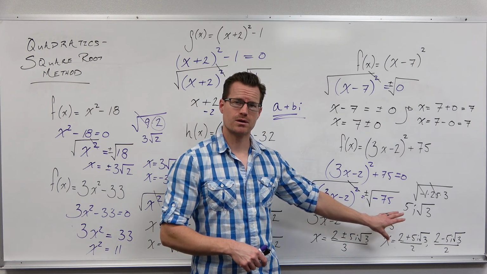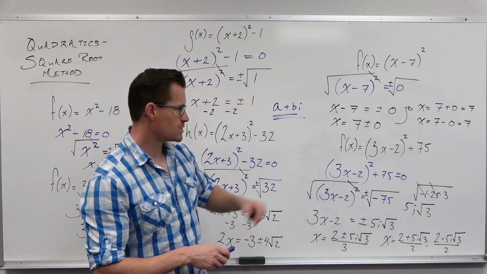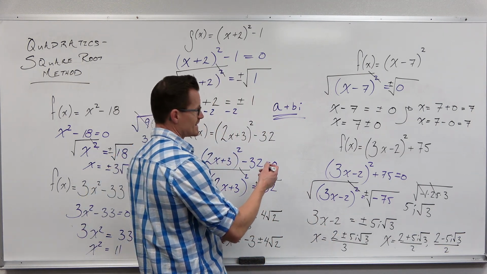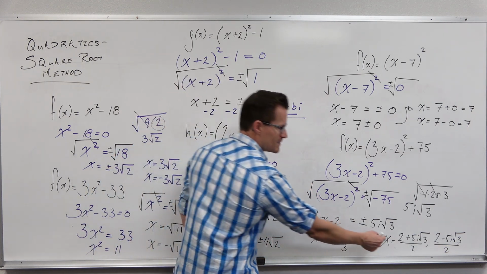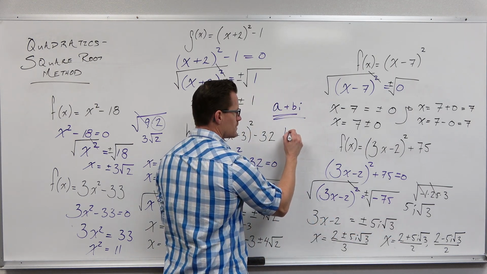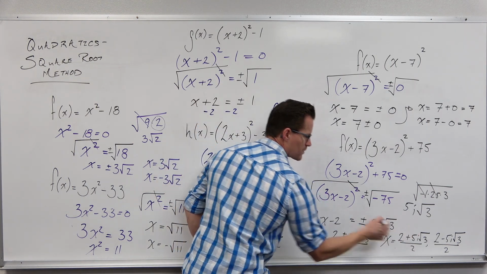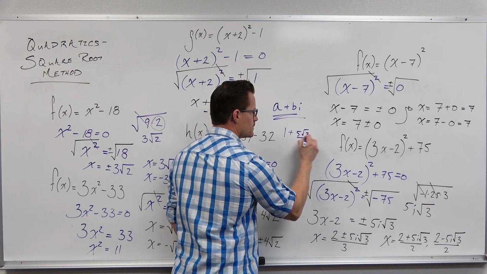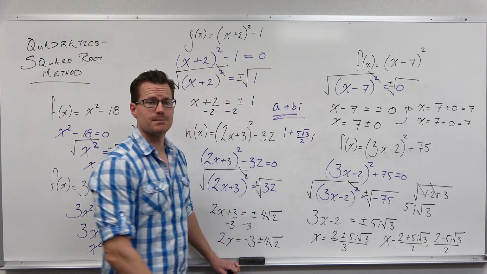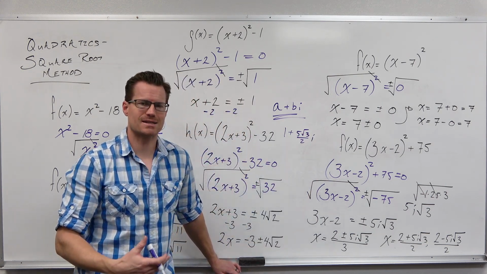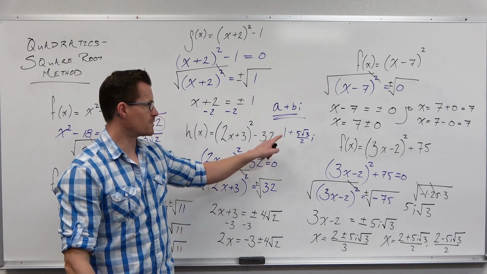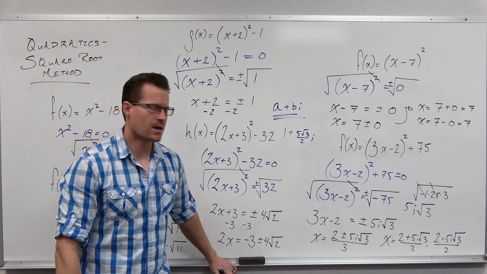If your instructor makes you do this, as I've done it in the past, you take 2 over 2, that's 1. You take 5 root 3 over 2, and you put an i at the end. You put the i at the end of that. That's technically in complex form. So that would be the real part plus an imaginary part. I hope that makes sense.